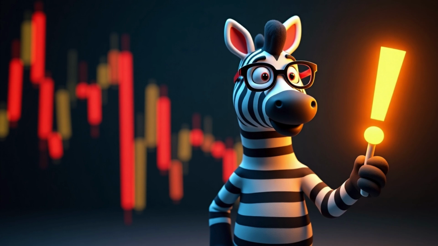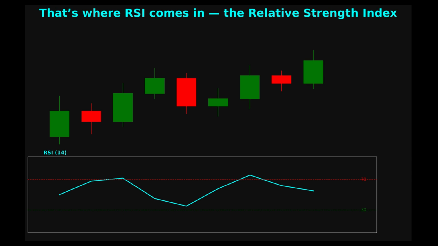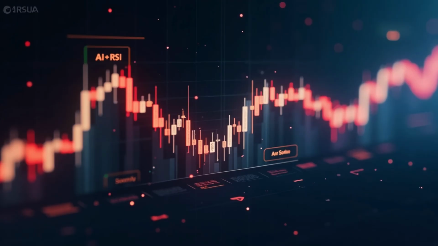And here's a quick teaser for next time. Candles tell you what happened, but they don't tell you how strong the move was. That's where RSI comes in, the Relative Strength Index. It measures overbought and oversold conditions. When AI combines RSI with candlestick signals, it filters out weak setups and highlights the strongest ones.